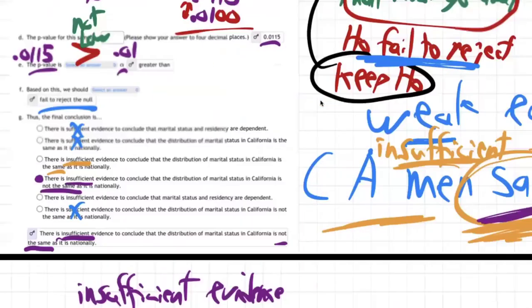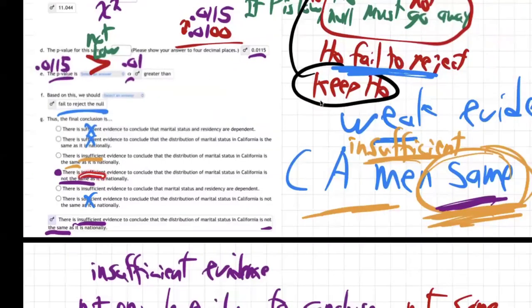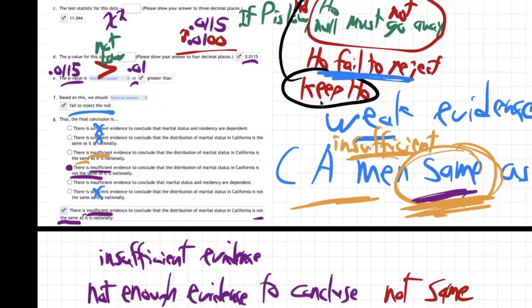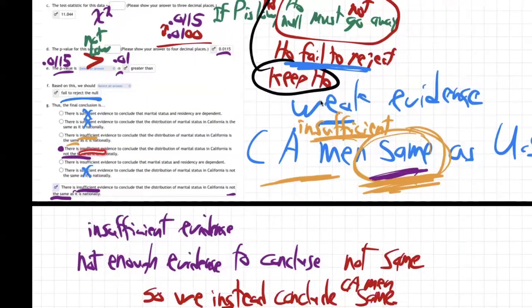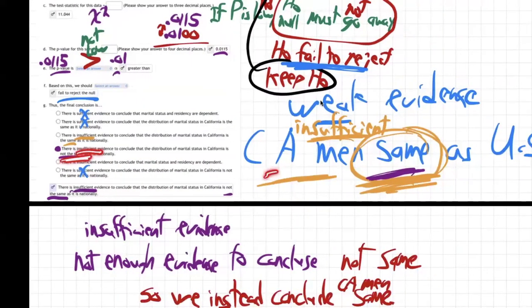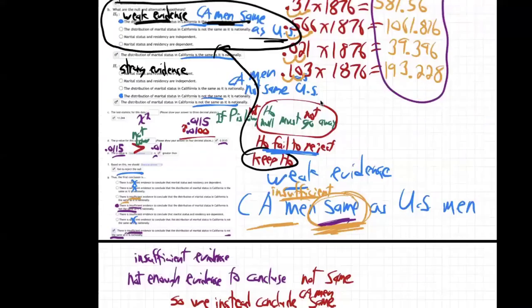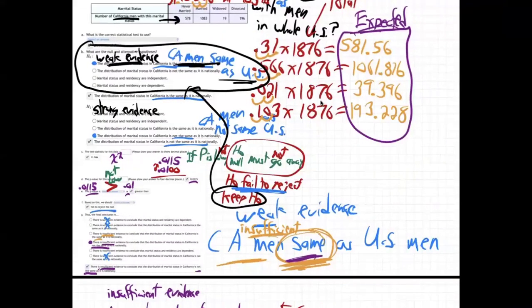So how do you say that? There's weak evidence. There was not enough evidence to conclude they're not the same. Oh, so we conclude they are the same. This is saying the same thing. There was not enough evidence to conclude not the same. That's the same thing as saying we concluded they're the same, because there was not enough to say they're not the same. I've said that a million times. I hope that makes sense. And so there we go. I know it's tricky.